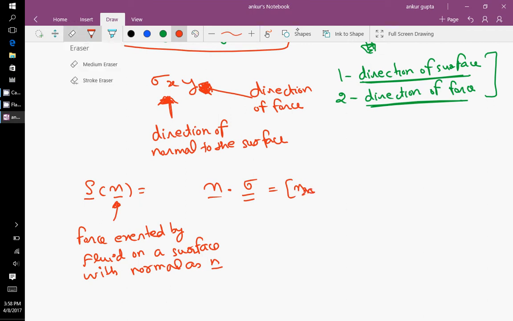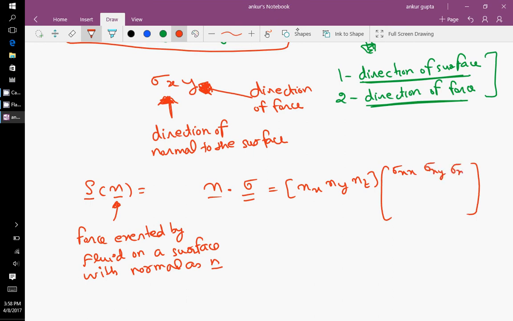and then we define this as n dot sigma, or nx, ny, nz, and we have a tensor here: sigma xx, sigma xy, sigma xz, sigma yx, sigma yy, sigma yz, sigma zx, sigma zy, sigma zz. Just to clarify, this is force per unit area, the Sn.